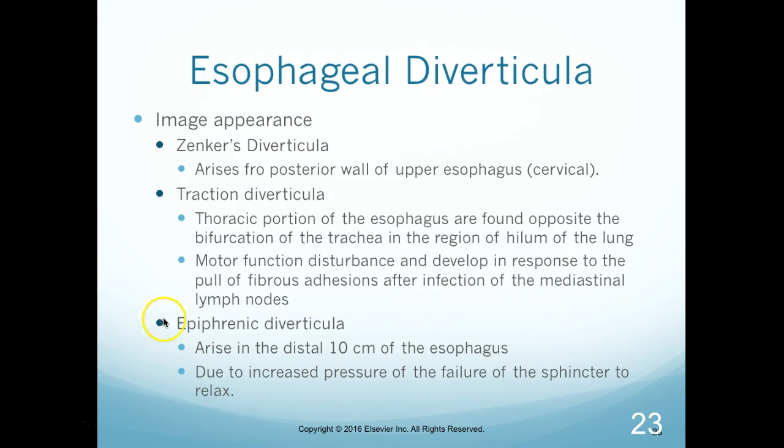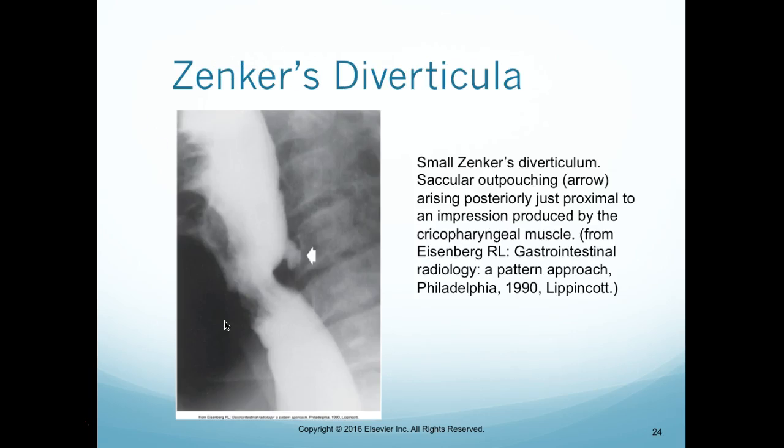There's epiphrenic diverticulum, and they arise from the distal 10 centimeters of the esophagus. They're due to increased pressure from the failure of the sphincter to relax. So the cardiac sphincter, where the esophagus empties into the stomach, doesn't relax. And so there's a lot of pressure in that distal esophagus, and it gets a little weakening in the wall, and then you'll have a diverticulum that forms.